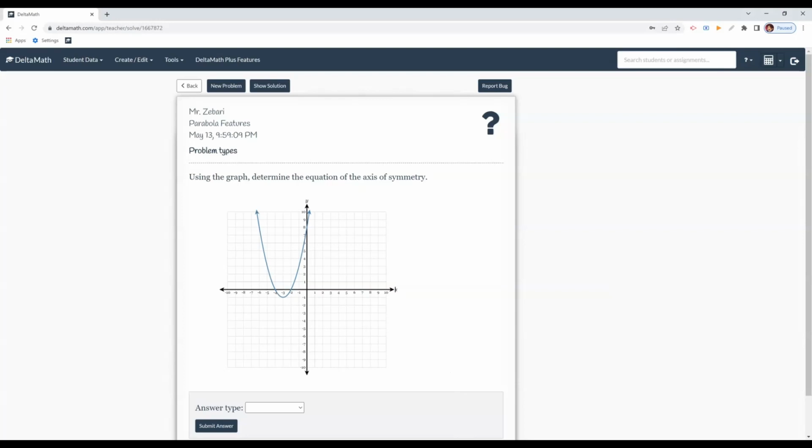Here's what I'll do. I'll do one problem with you, and I'll give you one problem, and you try to solve that, and then we'll solve it together. So we'll do two problems for each one.